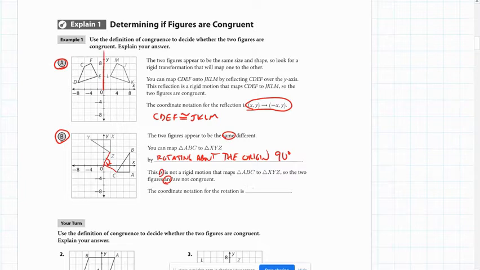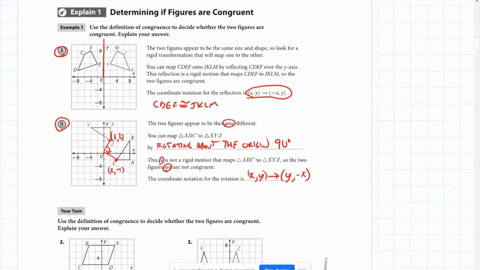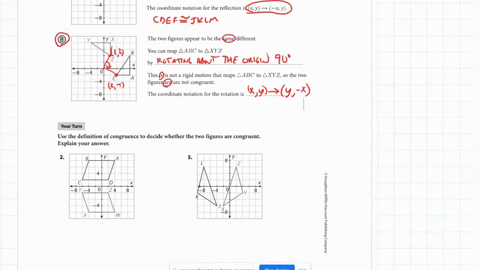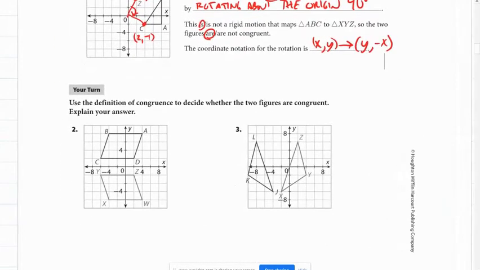The coordinate notation for the rotation is, let's see, if we look at a point like Z that was at (1, 2), and it ended up down here at point C, which is (2, -1). So we see that (x, y) gets mapped to (y, -x), and that is a rotation. Okay, now go ahead and pause your video and try number 2.